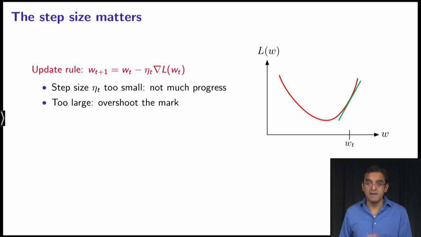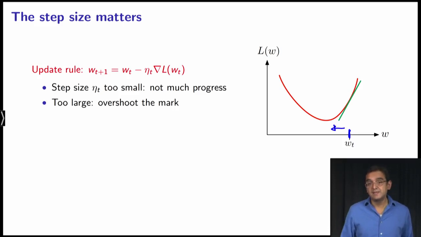Okay, so let's look at this example over here. Here we have a one-dimensional w, and we have a loss function shown on the y-axis. And let's say that our current parameter is this value over here. By looking at the gradient, we know that we have to move to the left.